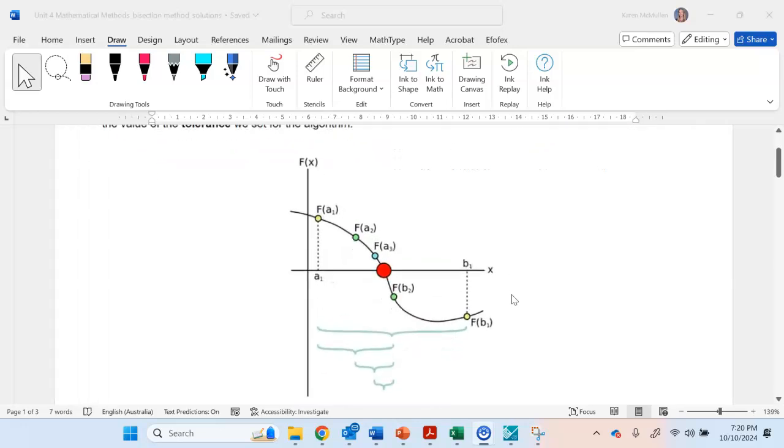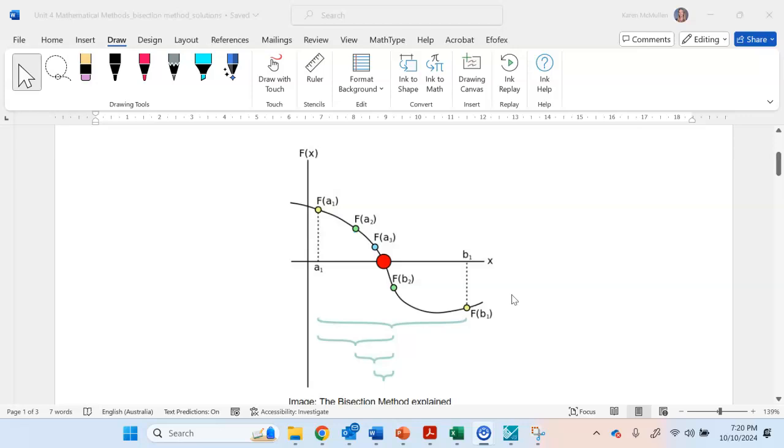So this diagram here actually shows what is happening. Let me just get my little pen. All right. So we've got some curve and this one's just been drawn roughly. And what we do to start off with is we choose 2 points. So here it's just A and B.